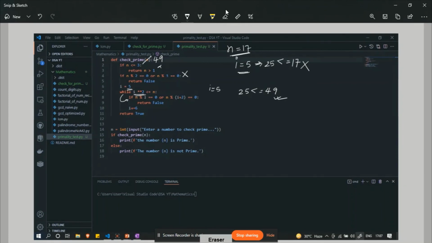Now for the number 49, i is starting from 5. Is 49 divisible by 5? No, it is not, so this condition becomes false. It is an or statement, right? Either one must be true. And then we have 49 modulo i plus 2, that is 5 plus 2, which is 7. Is it true? Yes, it is true. So the answer is false. In the first iteration only we got false. That means the number is not prime, right?